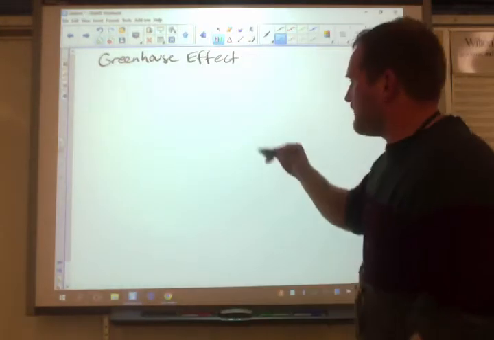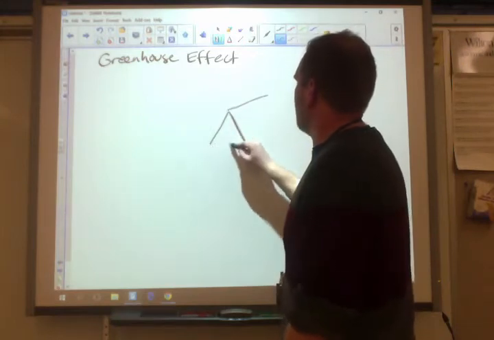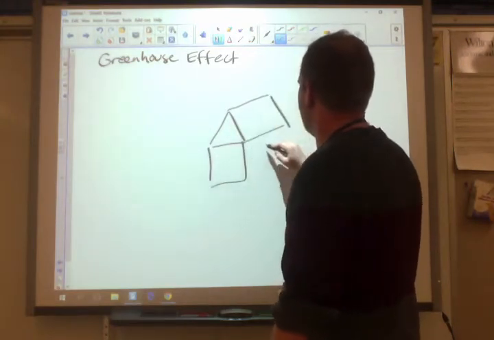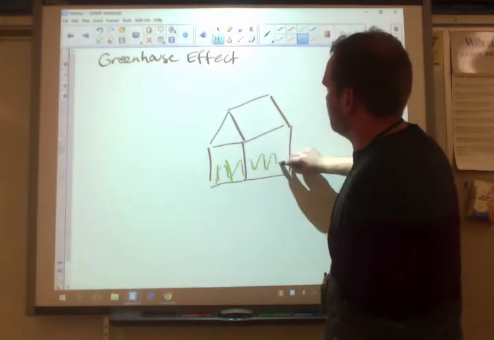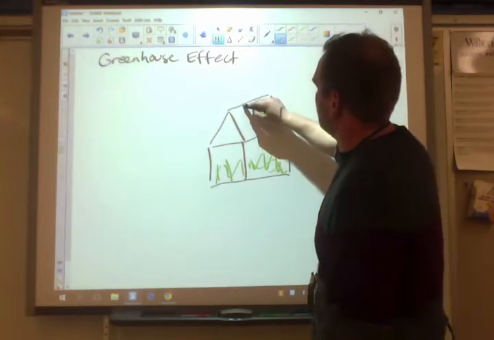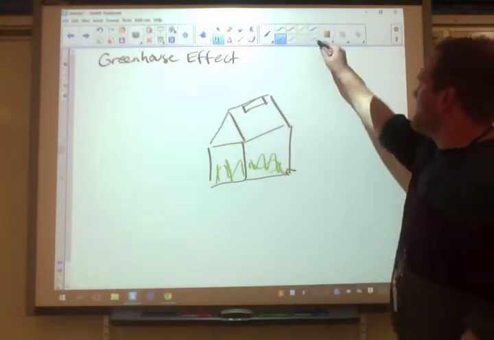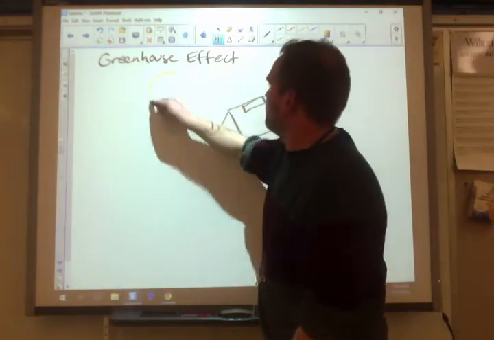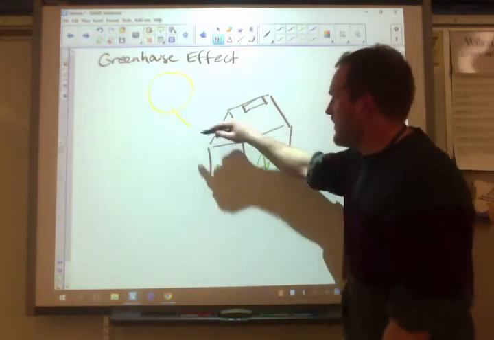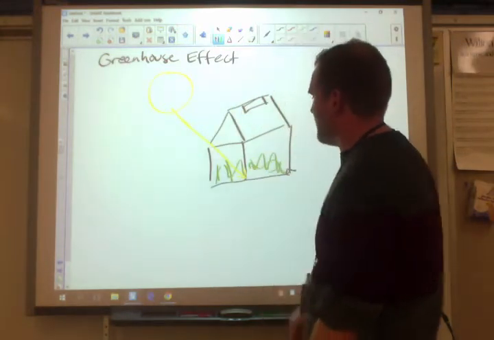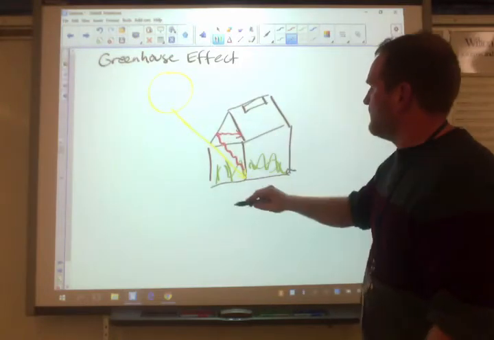Now the greenhouse effect is named for a greenhouse, which looks like this, try my best rendition here. And you have plants growing inside. You generally have windows that open up here and sometimes vents down at the bottom. The idea is that sunlight shines through, and this house is usually made of plastic or glass. Sunlight is able to shine through, heat up the plants, and then heat leaves those plants but gets trapped.